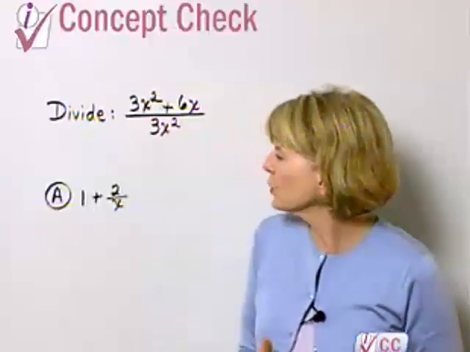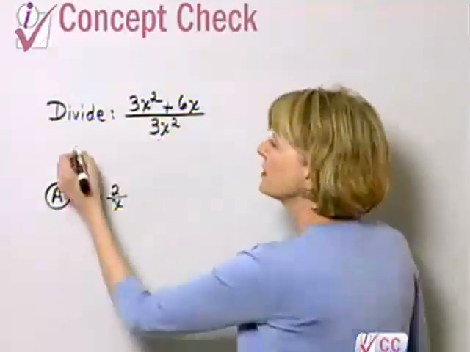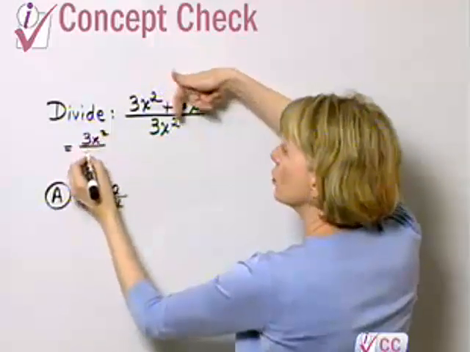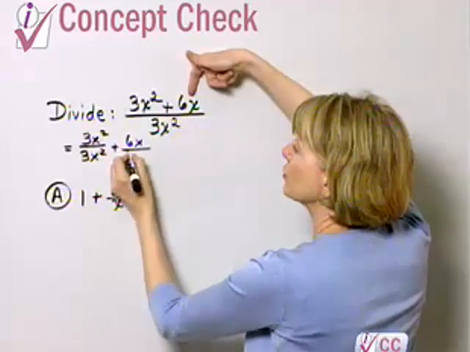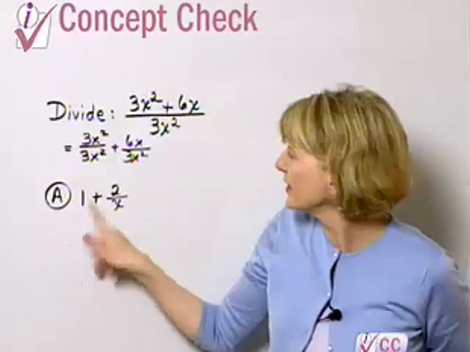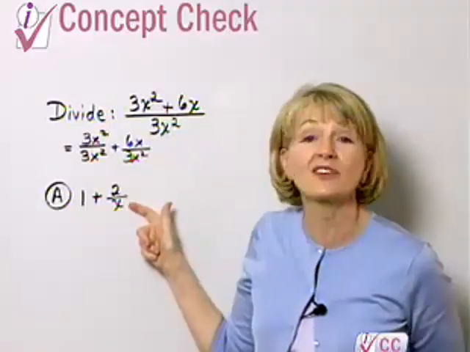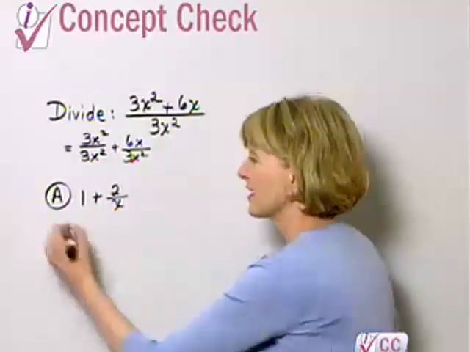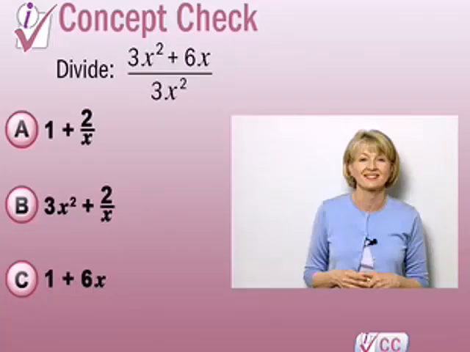A is the correct choice. Let's see why. We are dividing by a monomial, so this is the first term, 3x squared over 3x squared plus 6x over 3x squared. This simplifies to 1, and this, 6 divided by 3 is 2. X over x squared, there's an extra x in the denominator, so we have 1 plus 2 over x. Choice A is correct.